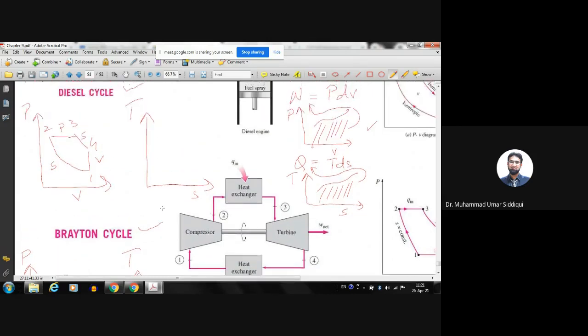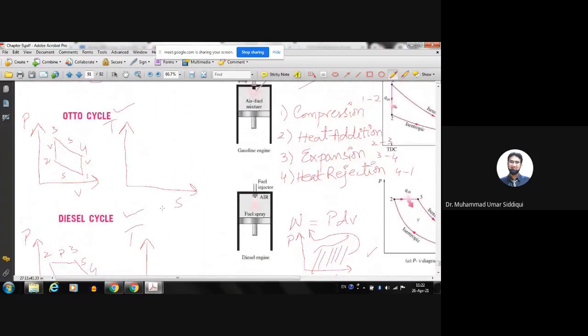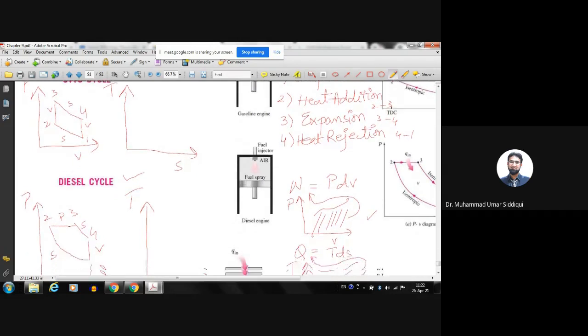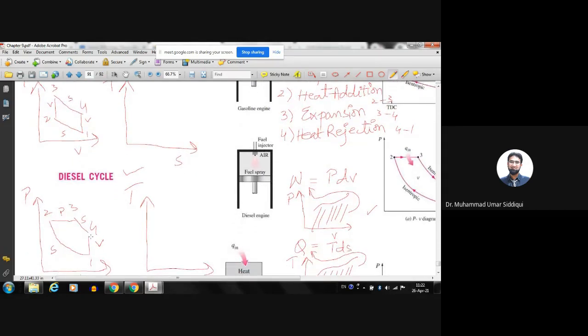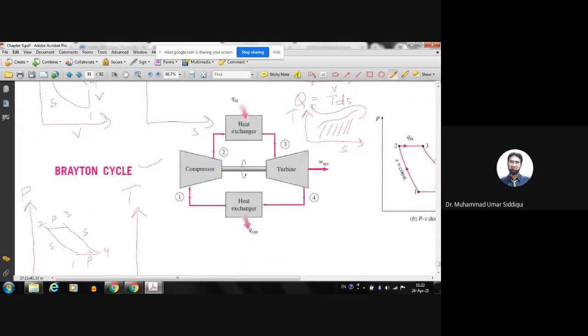So far is everything clear or not? Yes. If you look at the 3 cycles, the only difference is in the heat addition and heat rejection processes. In the Otto cycle, both heat addition and heat rejection are constant volume. In the diesel, heat addition is constant pressure, heat rejection is constant volume. And in Brayton, both heat addition and heat rejection are constant pressure.